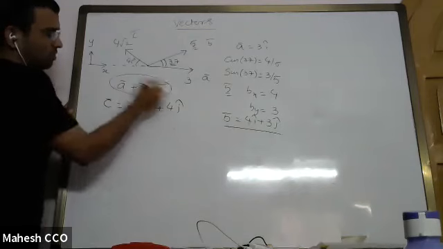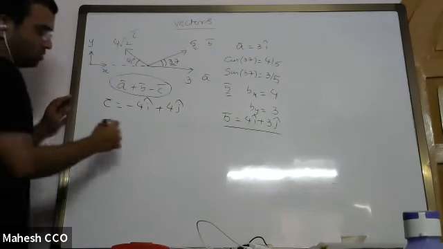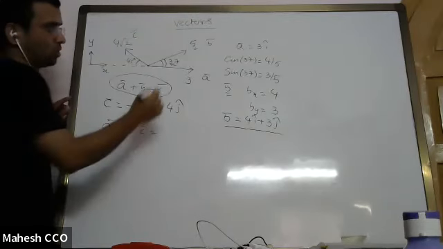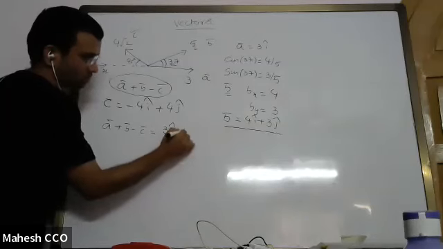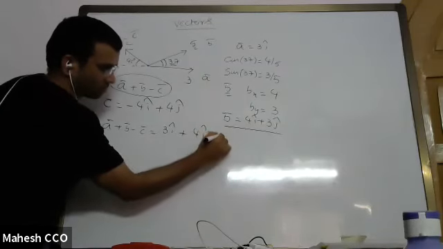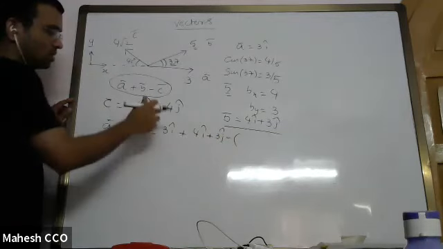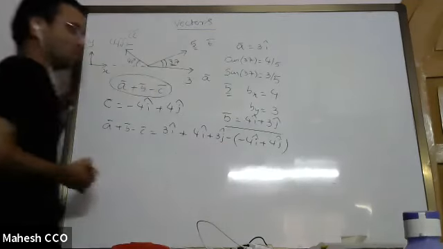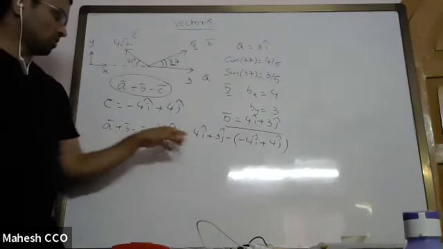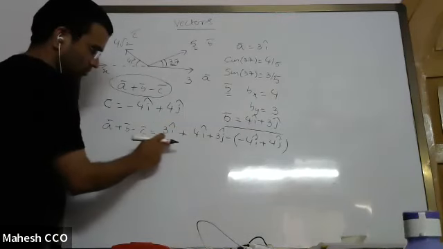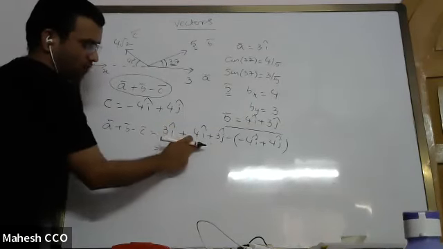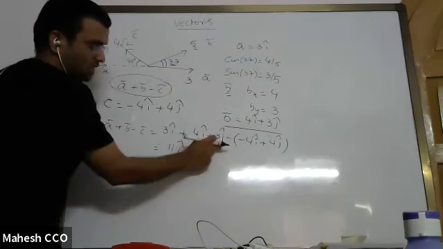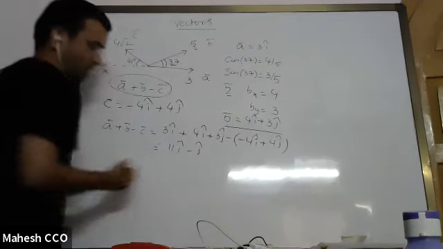So here we need A bar plus B bar minus C bar, which is equal to... minus C bar is plus 4 i cap minus 4 j cap. So this will be 3 i cap plus 4 i cap plus 4 i cap once again, which is 11 i cap. 3 j cap plus 3 j cap minus 4 j cap, so minus j cap.